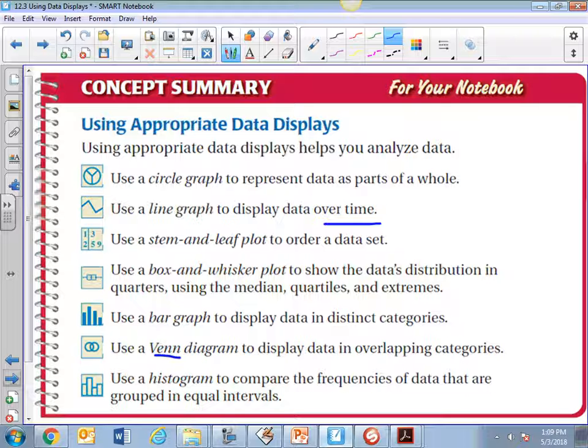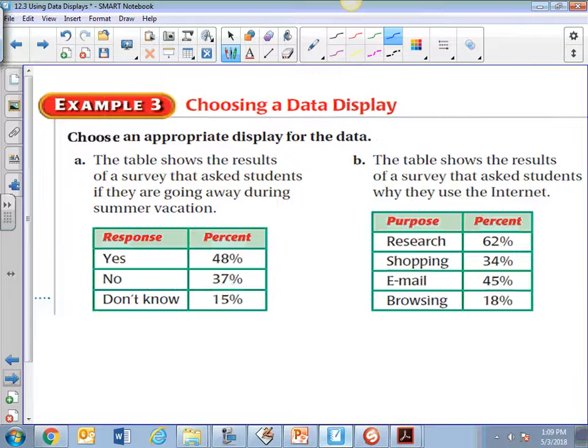It says use a histogram to compare frequencies of data that are grouped in equal intervals. It shows different intervals. Say the number of volcanoes that erupted, there'd be certain frequencies in given years. Also with a histogram, notice how the bars touch each other. With a bar graph, they don't touch each other. Let's do these last two, and then we'll do our homework tomorrow.